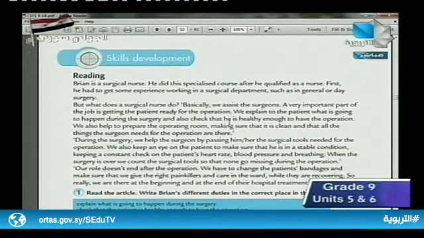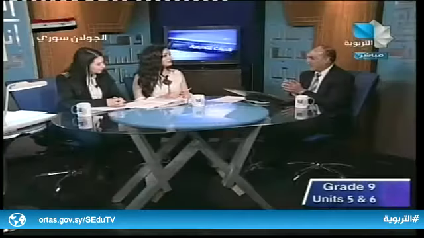So in general, the job of the surgical nurse is to assist the surgeons, to help them during the operation. If the surgeon needs something, the nurse will be ready to hand him some equipment during the operation. Very nice.